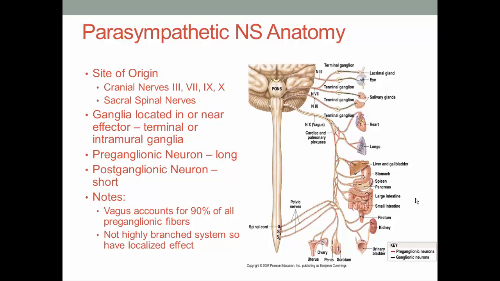So by default, if you don't know, put vagus for any question that says, which neuron travels to this organ? 90% of the time, maybe you'll be right. Also, it's not very highly branched. The vagus, since the vagus has 90% of it all, it's going to go to 90% of the organs that's related to the parasympathetic. So we're not going to have a lot of overall generalized effect. Instead, we get what's called a much localized effect. And you'll see that in comparison with the sympathetic, it's much different.